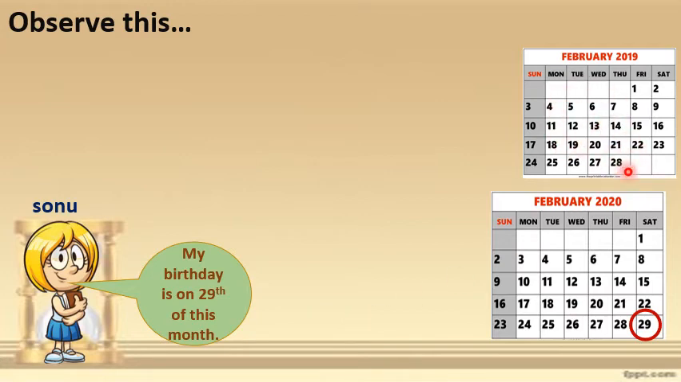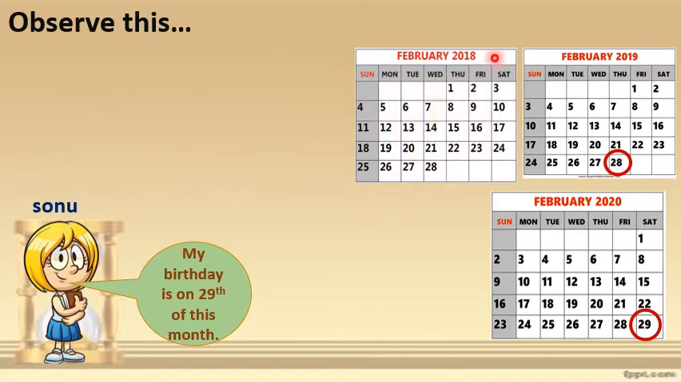The last day is 28, but her birthday is 29th. Can you see here 29? No, last day is 28. So she has no birthday celebration in February 2019. Okay, we will go back. Now this is February 2018. Here also 28 is the last date. No 29. So no birthday.